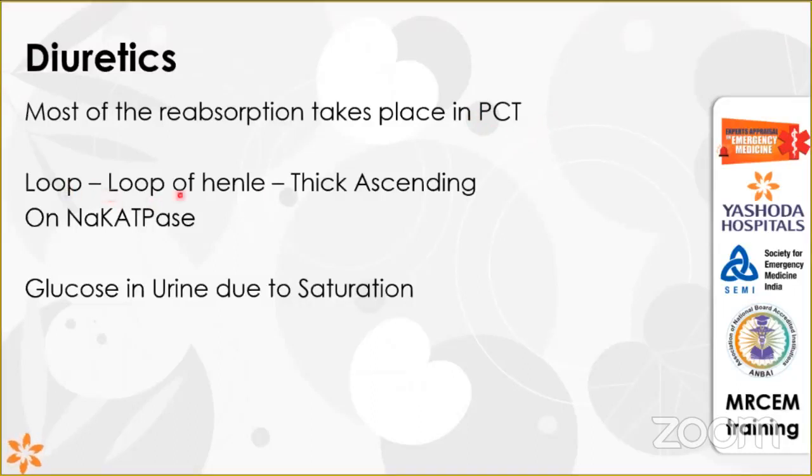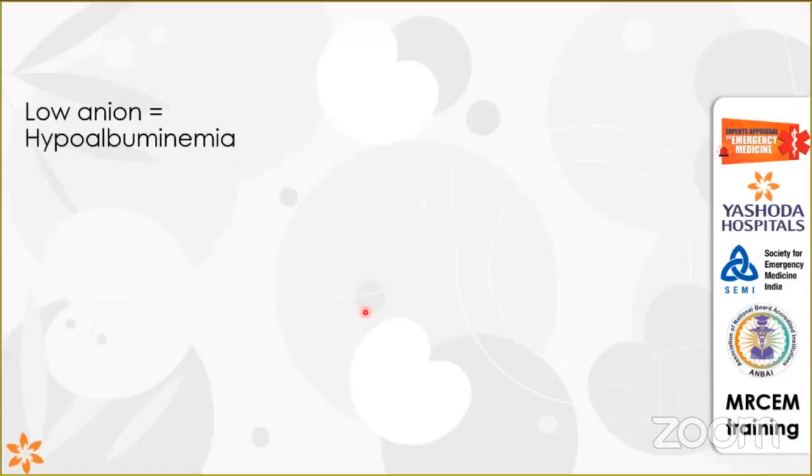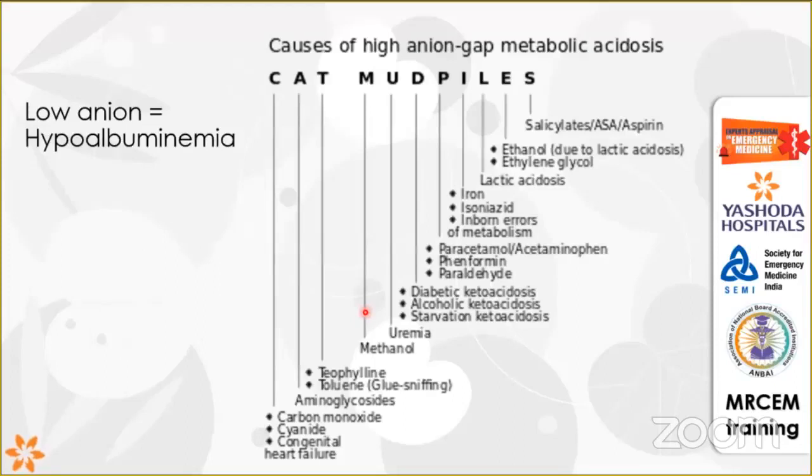So glucose in urine, why does it appear? It is due to saturation of the transporters. So saturation is the answer. So low anion gap metabolic acidosis is mostly because of hypoalbuminemia. But for high anion gap, you have a lot of things that are possible. CAT MUD PILES, I'm not going to explain this, but you should all know high anion gap metabolic acidosis causes. But for low anion gap, they expect you to know hypoalbuminemia. So renal blood flow, the sodium changes will be detected by the juxtaglomerular apparatus. So whenever there is less renal blood flow, renin will be released.